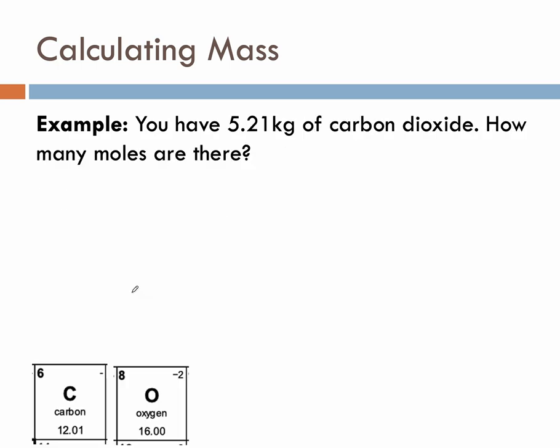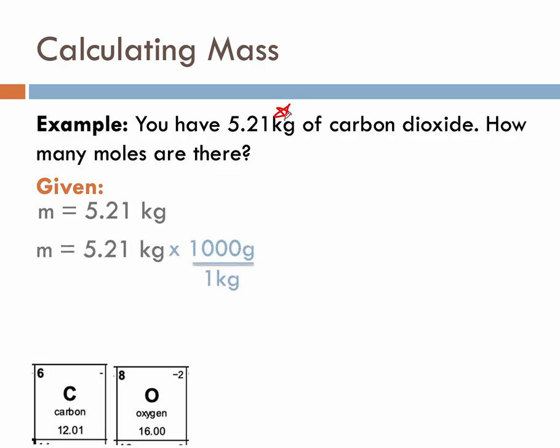All right, one last example. 5.21 kilograms of carbon dioxide. How many moles have we got? So let's write down what we're given. We've got a mass, but watch out, it is in kilograms. We need to switch that to grams right away. So once again, we'll multiply by a fraction that equals 1. To convert kilograms to grams, I'm going to multiply by 1,000 grams over 1 kilogram, because that's equal to each other, right? 1 kilogram is equal to 1,000 grams. That cancels the kilograms and leaves me with units of grams, which is what I want. That is 5,210 grams. So I've got the mass.